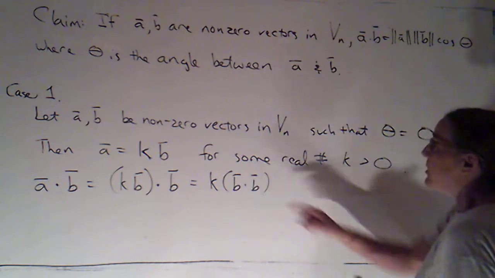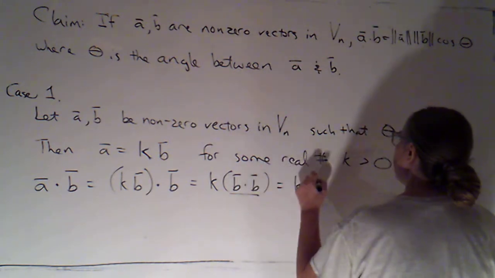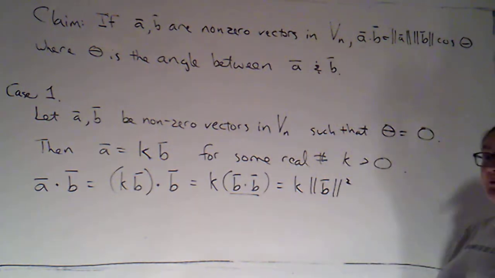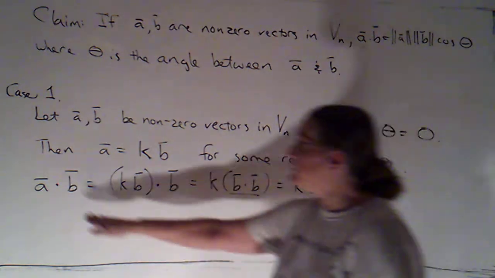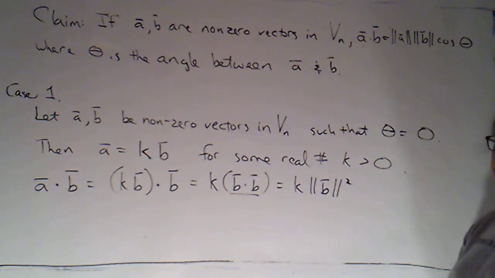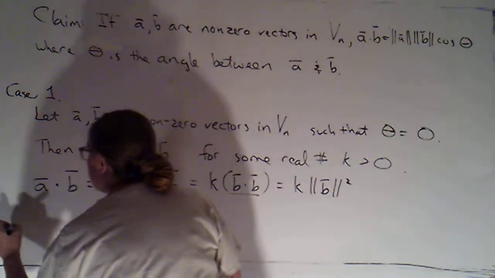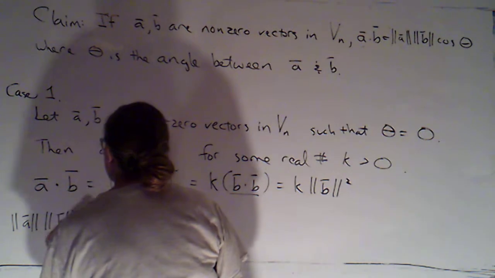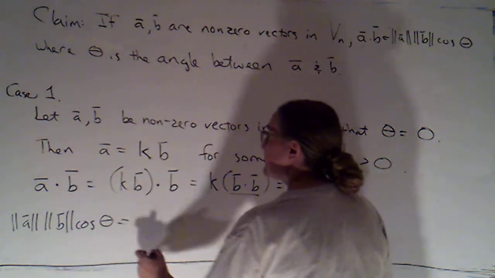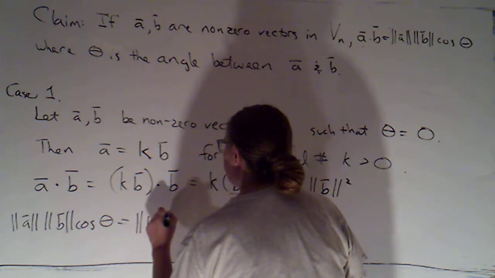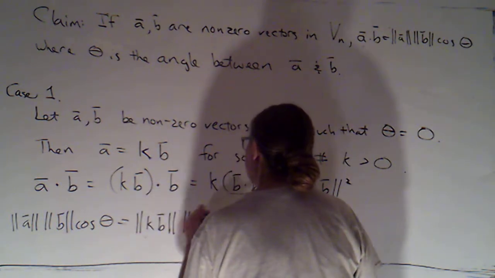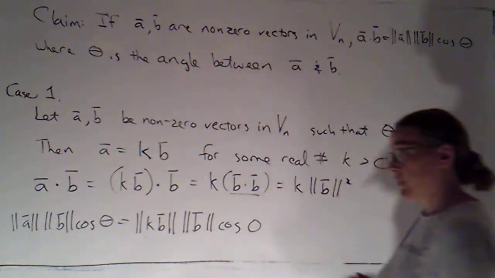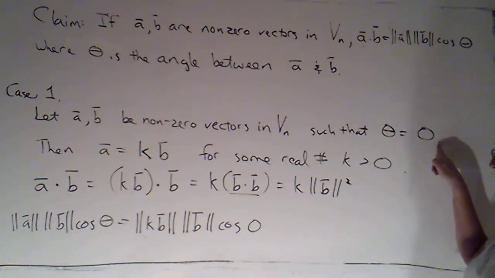Okay. Notice this is just the magnitude of B squared. That was another one of the properties of our dot product. Okay. So this would be the left-hand side of this equation simplified. Okay. So now let's take a look at the right-hand side. Okay. So if I look at the magnitude of A times the magnitude of B times cosine of theta, that's going to be the magnitude of K times B times the magnitude of B times cosine of 0, because we said that the angle between them was 0.